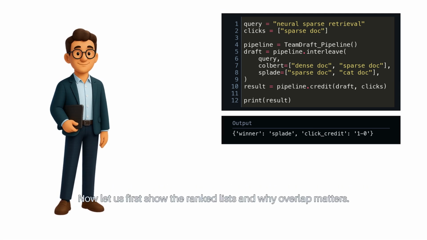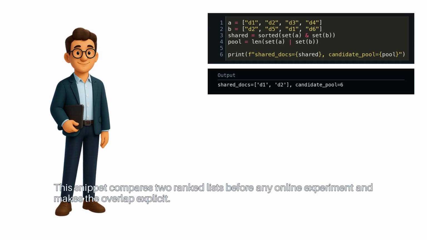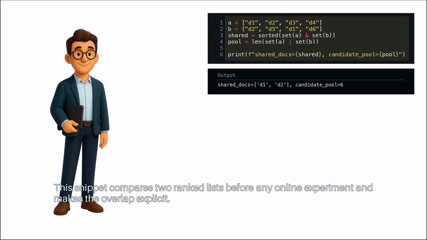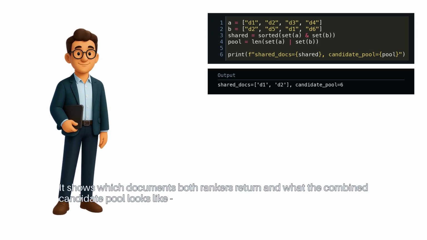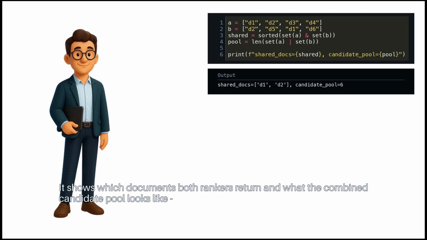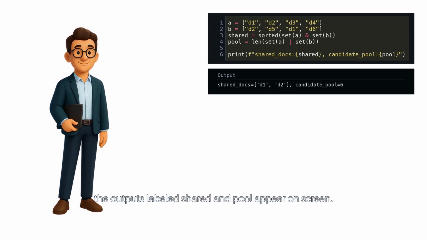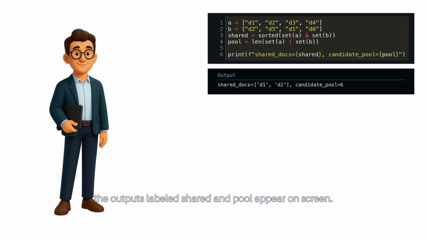Now let us first show the ranked lists and why overlap matters. This snippet compares two ranked lists before any online experiment and makes the overlap explicit. It shows which documents both rankers return and what the combined candidate pool looks like. The outputs labeled shared and pool appear on screen.